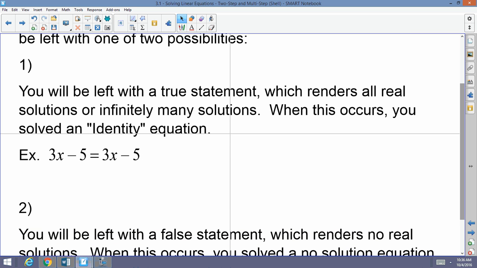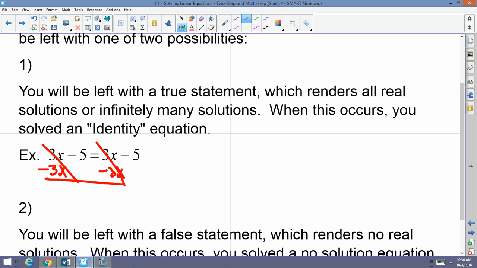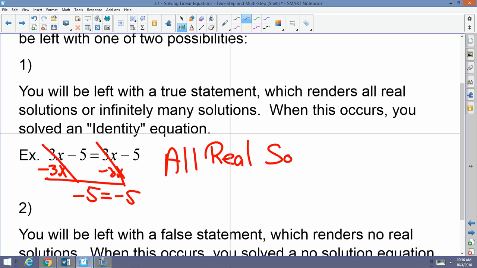For example, I've got 3x minus 5 equals 3x minus 5. If you could recognize that both of those expressions are equal from the beginning, even better. But most people don't, and that's fine. Okay, get used to it. I got to combine the x's, so let's go ahead and subtract 3x from both sides. Oh, wait a second. I got negative 5 equals negative 5. Is that a true statement? Yes. So this would be all real solutions. Okay? When you have an all real solutions answer, it's because you solved an identity equation.